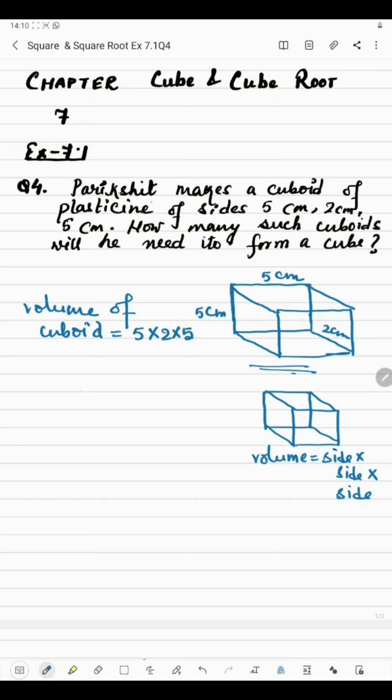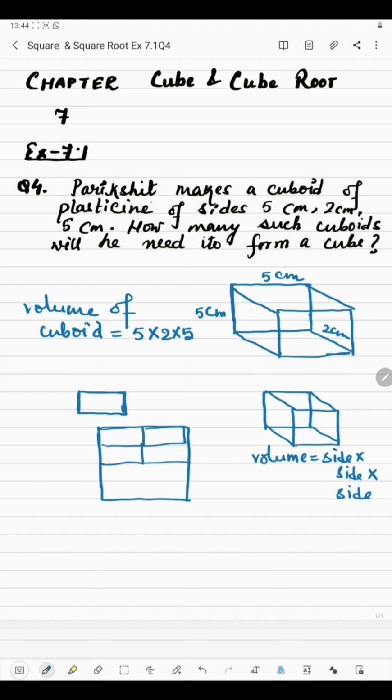Now you must have seen that a matchbox is in the shape of a cuboid. It looks like this. And when this type of matchbox is kept in a box, it will look like this, which is in the shape of a cube. So whatever matchboxes are there, all will be in the shape of a cuboid, and when they are kept in the boxes, it looks like a cube. So you will have to find how many such cuboids are required to form a cube.